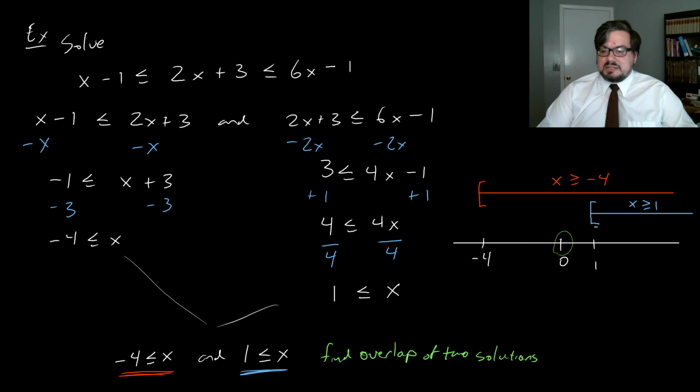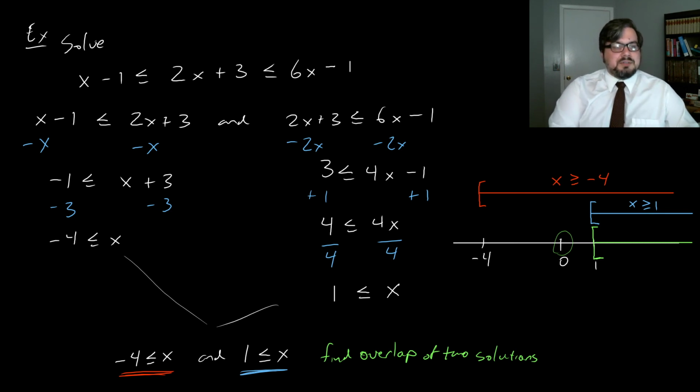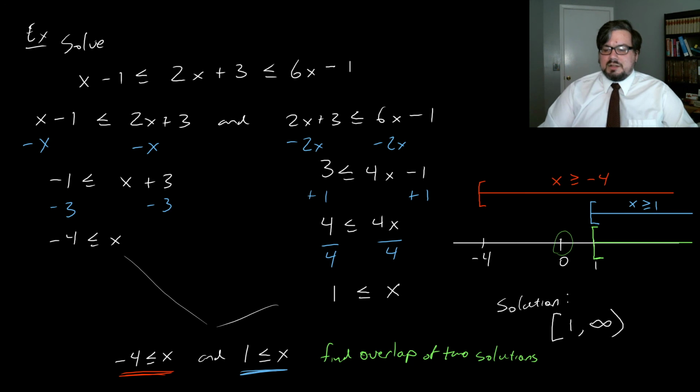And in this case, you can see that the overlap is, in fact, the same as the solution to the blue inequality, because the solution to the blue inequality sits inside the solution to the red one. So in our case, our solution is going to be the set of all numbers from 1 to infinity, because that's where we get the overlap of the red inequality and the blue inequality. That's where both of the inequalities in the original statement are true at the same time.